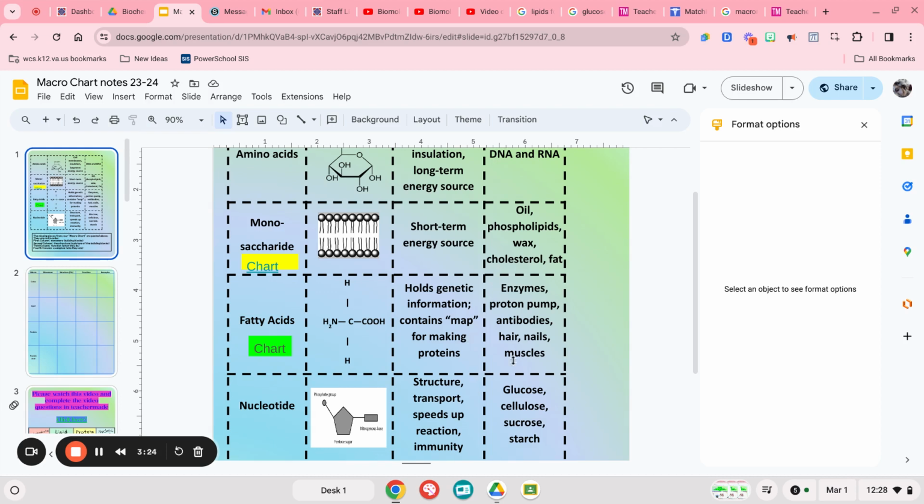Proton pumps. You see things like these proton pumps in photosynthesis and cell respiration. They're used to build a concentration gradient, which might sound like gibberish, but these concentration gradients can then be used to generate energy. The antibodies that are involved in our immune system, our hair and nails, which are structural parts of us, and of course, muscles.